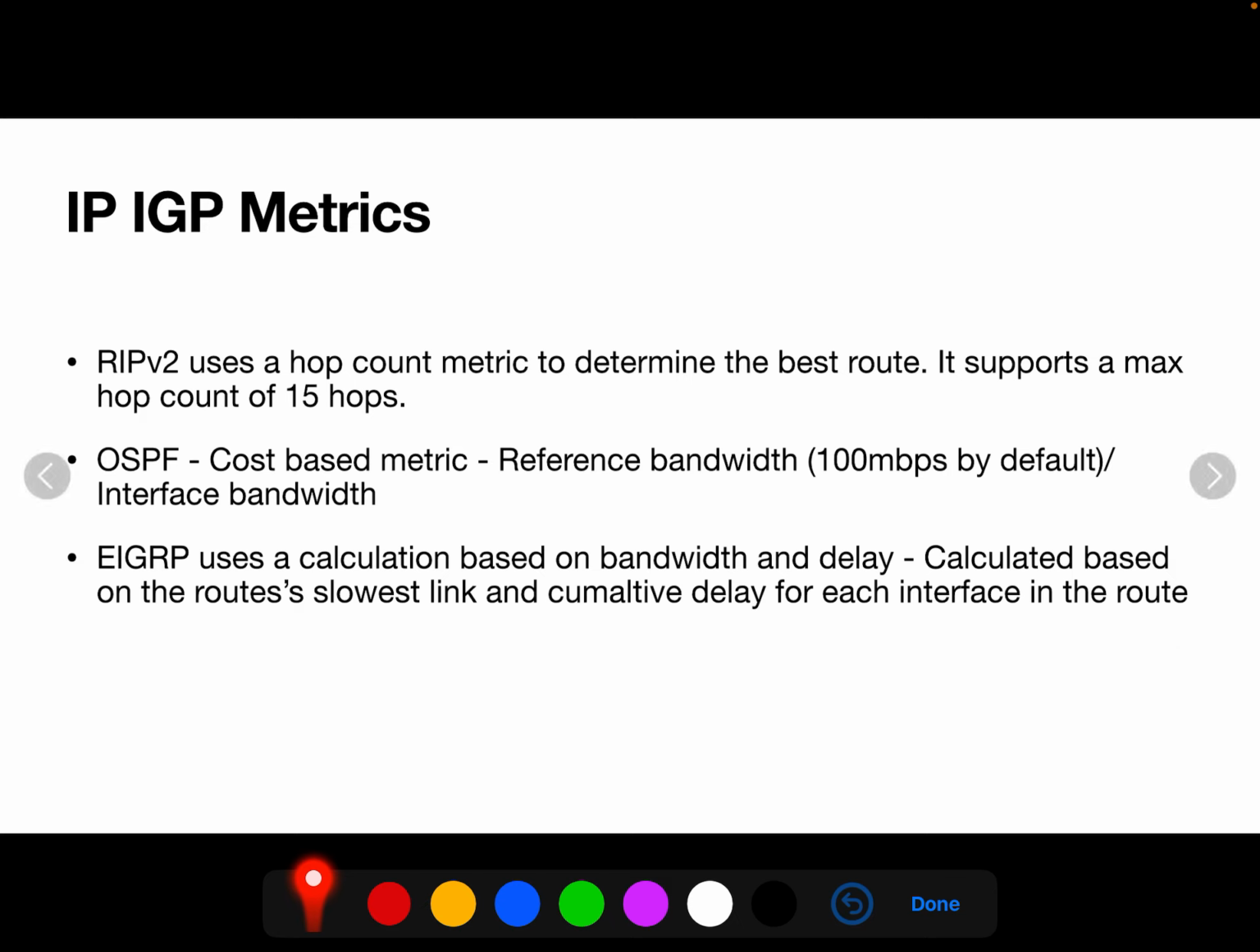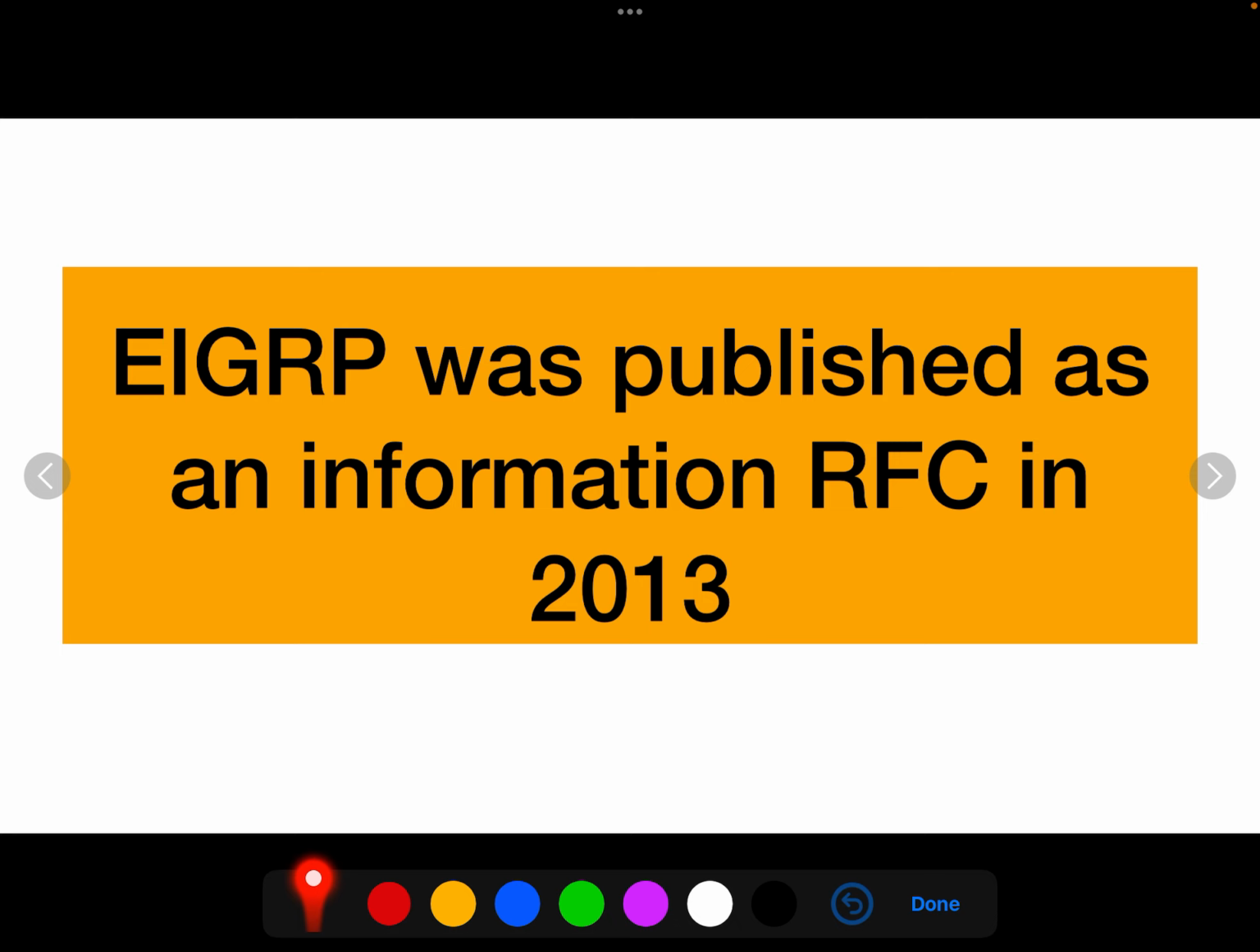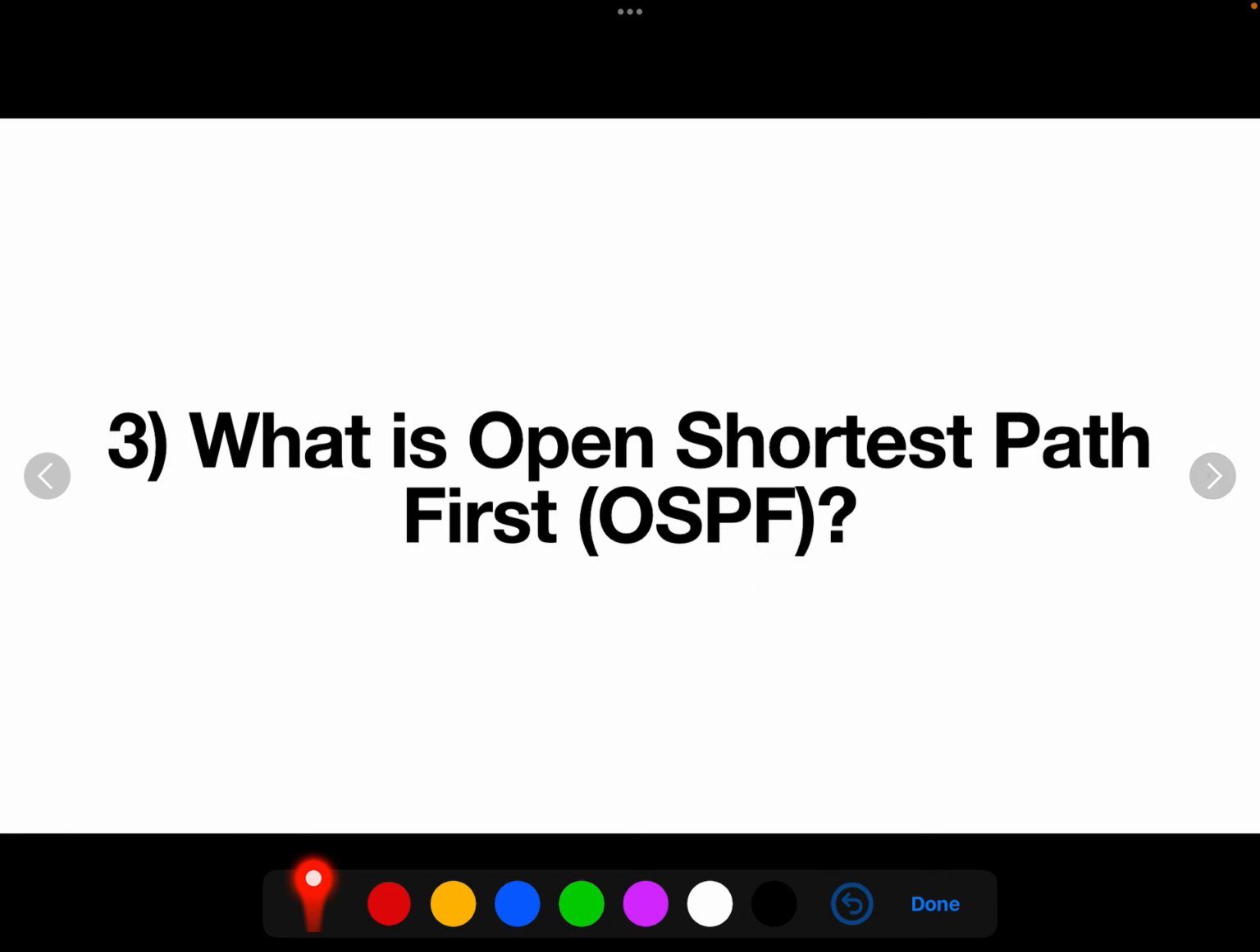And because of that, it's not a link state protocol. It's advanced distance vector. So it's not a distance vector and it's not link state. It's advanced distance vector. Now, just to emphasize, EIGRP was published as an informational RFC in 2013.